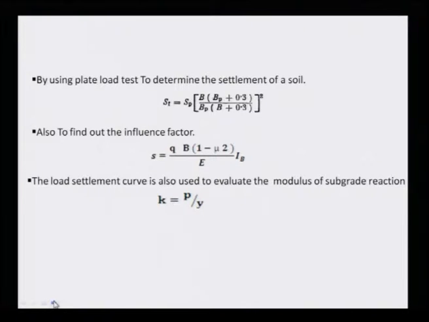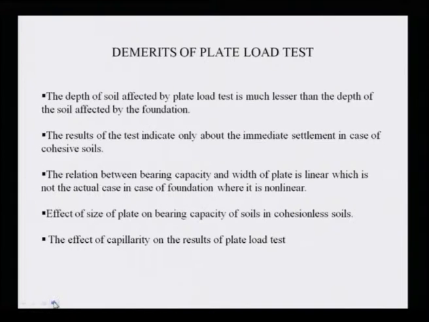Now, as I said, using the plate load test you can find out the settlement of soil, or you can also get the influence factor. Another one is that the load settlement curve is used to evaluate the modulus of subgrade reaction, means the K value. You can find it out as P by Y. From this you can find out the modulus of subgrade reaction.